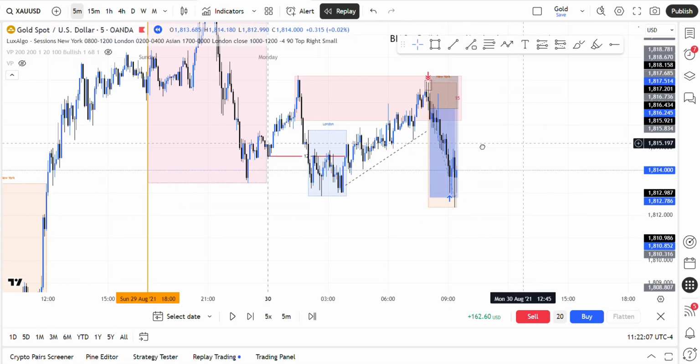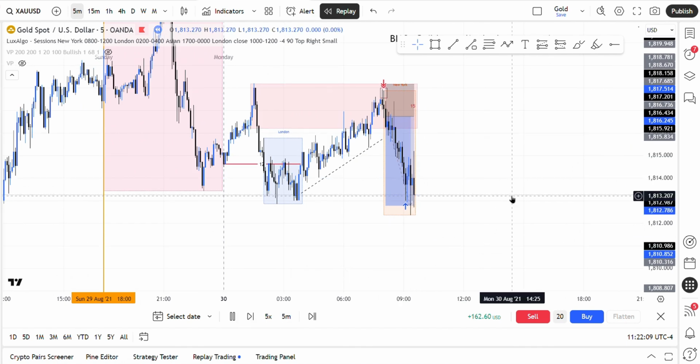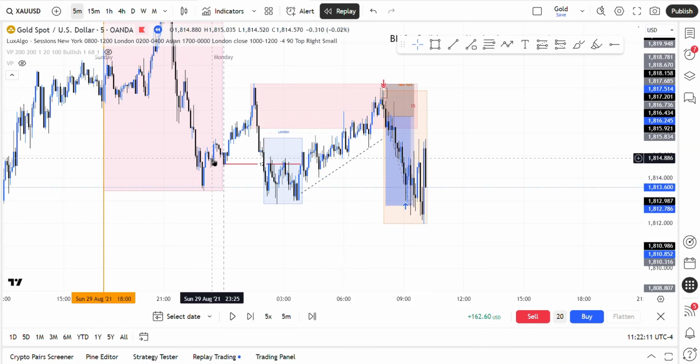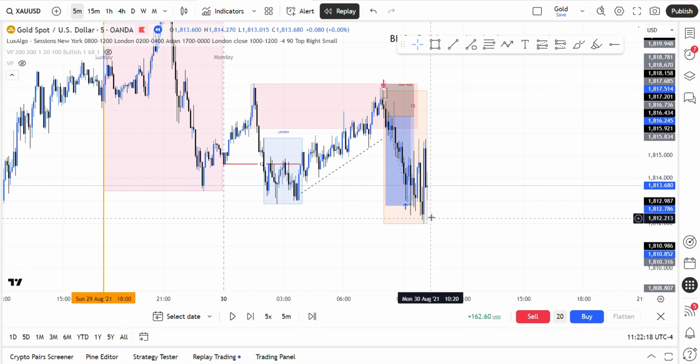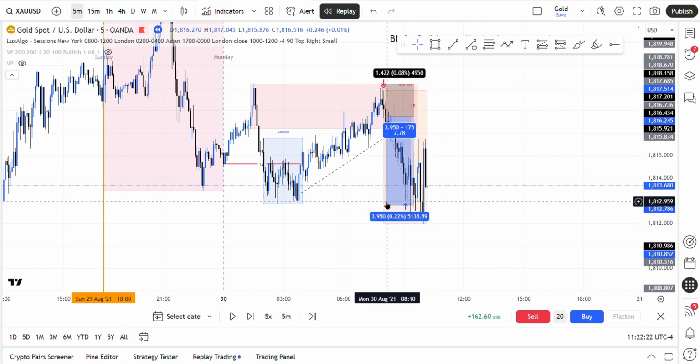Let's wait for Tuesday. If you notice this, we sold above this 12 o'clock candle and then we bought back below this candle. This is the power of 3 also.